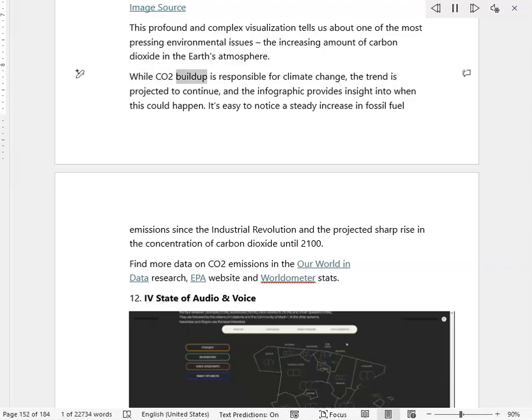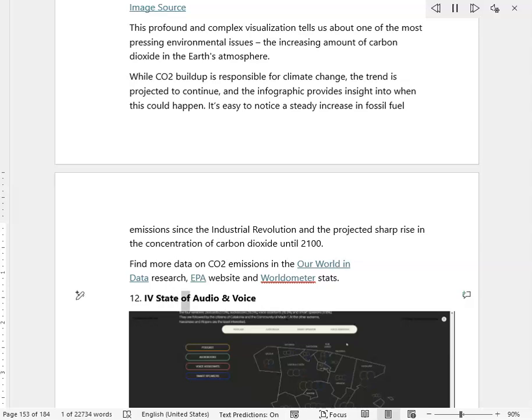While CO2 buildup is responsible for climate change, the trend is projected to continue, and the infographic provides insight into when this could happen. It's easy to notice a steady increase in fossil fuel emissions since the Industrial Revolution and the projected sharp rise in the concentration of carbon dioxide until 2100. Find more data on CO2 emissions in the Our World in Data Research, EPA website, and Worldometer stats.